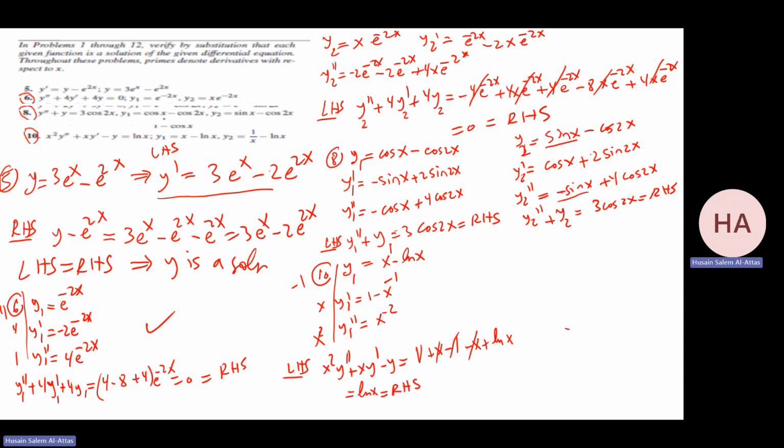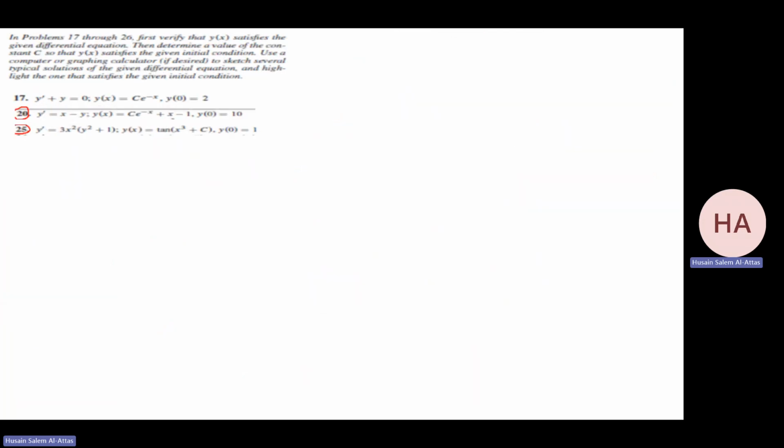Okay, now do the second one. y2 equals x minus 1 minus ln x.